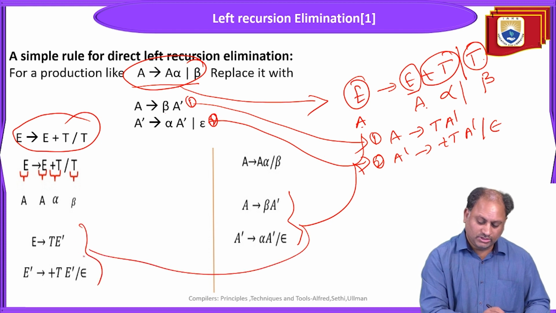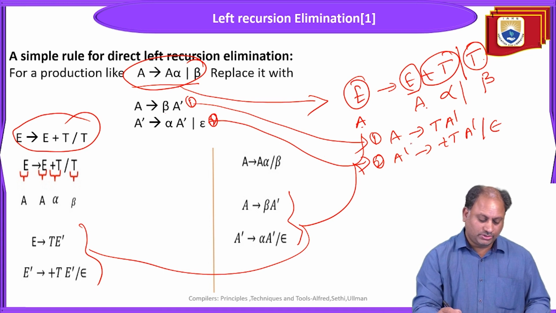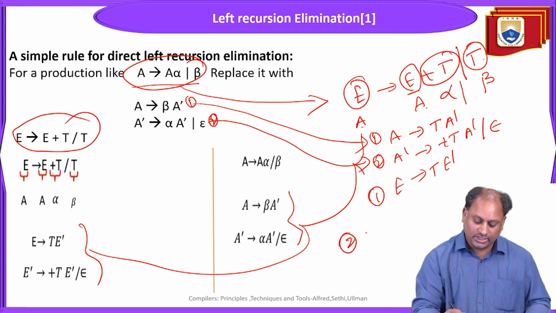So here we can substitute what A is to get this result. What is A here? Capital E. What is beta here? T. You applied beta A dash. What is A dash here? E dash. That is the first one. What is the second one? The second one is A dash, which means E dash derives plus T alpha A dash. What is A dash? What is A? Capital E. Capital E dash, and then epsilon.